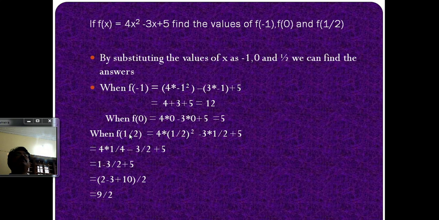Similarly, when x = 1/2, f(1/2) = 4 into (1/2)² minus 3 into 1/2 plus 5. (1/2)² is 1/4, and 3 into 1/2 is 3/2. So 4/4 is equal to 1, then minus 3/2 plus 5. Taking the LCM 2, we get (2 - 3 + 10)/2, which is equal to 9/2.